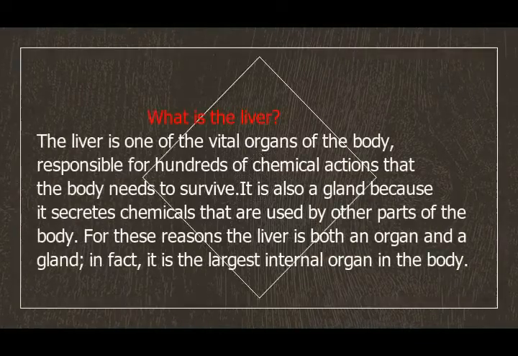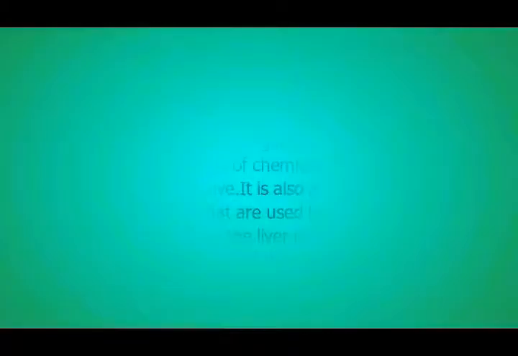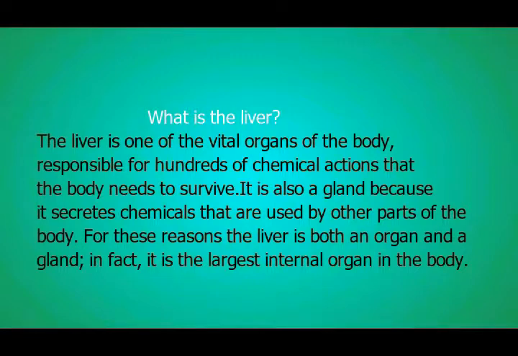The liver is one of the vital organs of the body, responsible for hundreds of chemical actions that the body needs to survive. It is also a gland because it secretes chemicals that are used by other parts of the body. For these reasons, the liver is both an organ and a gland. In fact, it is the largest internal organ in the body.